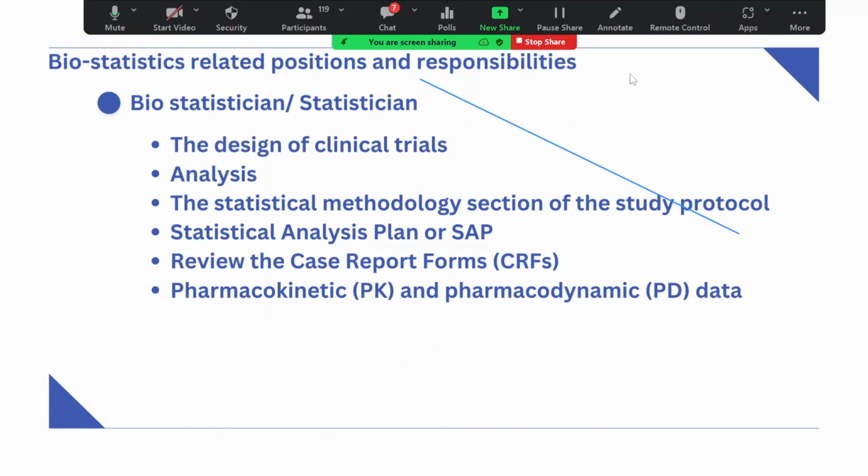The vast majority of biostatistics-related jobs involve working with clinical trial data, so this discussion will focus primarily on positions in a clinical trials environment. These positions may exist within a sponsor company that is conducting the clinical trials, or within a contract research organization, a company to whom the sponsor has outsourced the work.